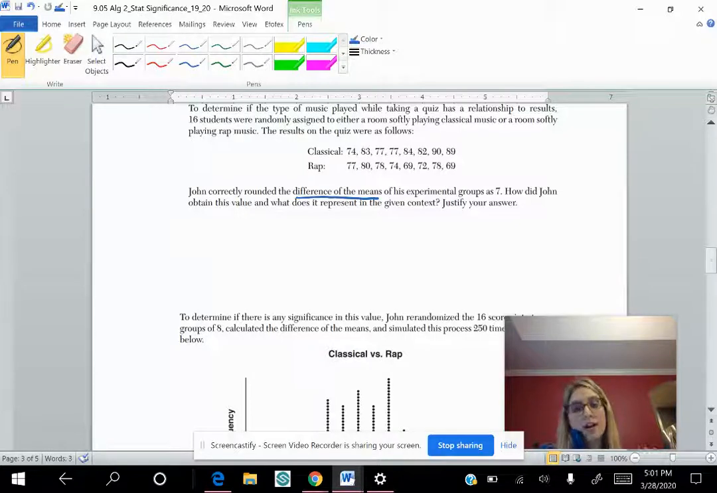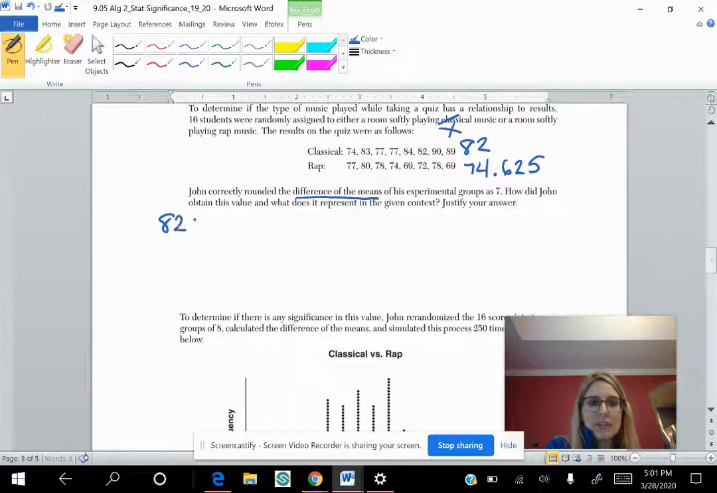Okay, so I found the mean as well. For classical, I got 82 for the mean, and for my rap, I got 74.625. So I want to find the difference of the means. I'm going to take my 2 mean values and subtract them. And when I do that, I got 7.375.